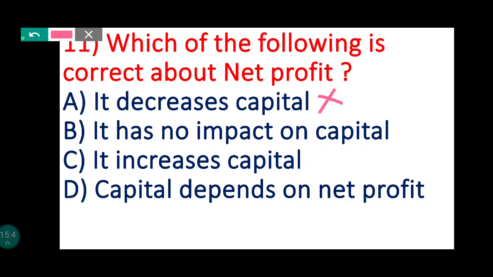So how will it decrease? Second one, it has no impact, it is also wrong. Fourth one, capital depends on net profit, it is also wrong. Capital does not depend totally on net profit, there are also other things to consider, right? Like drawing, additional capital. So point number 3 seems correct. Net profit increases capital.